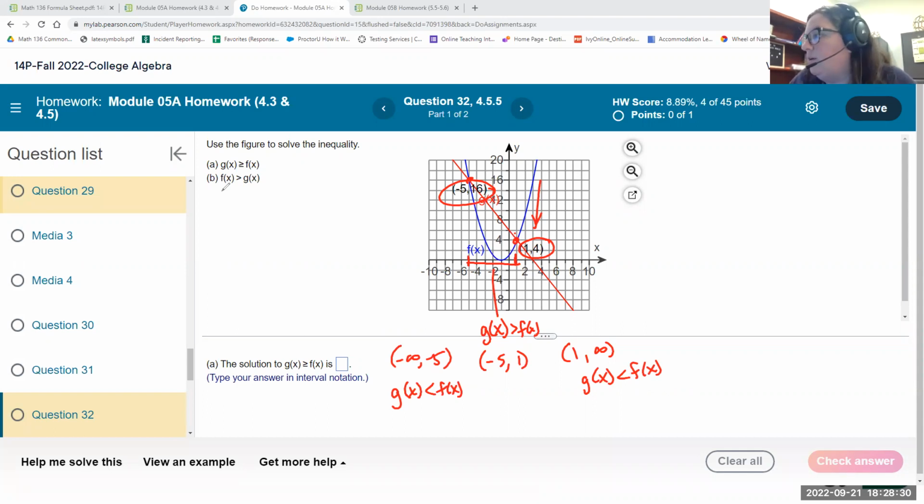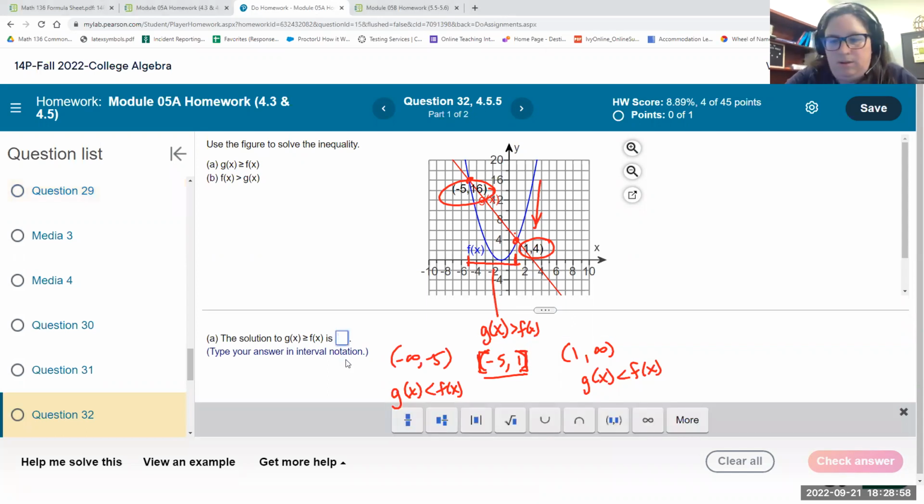So looking at the answers, then, we want where g of x is greater than or equal to f of x. So I've done open intervals here, but then the endpoints will get included if necessary. So where g of x is greater than or equal to f of x is going to be the interval from -5 to 1, but also including those points of intersection where they are in fact equal. So that's the first part.